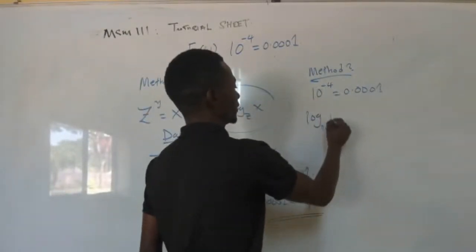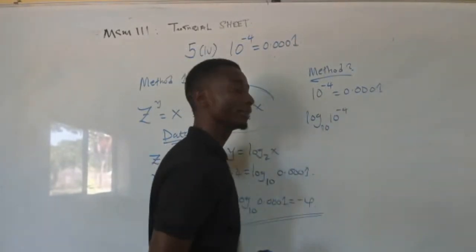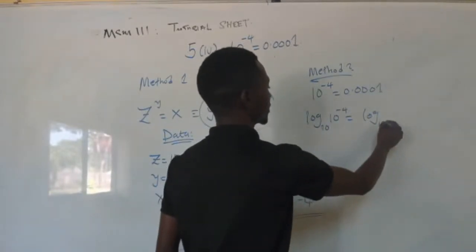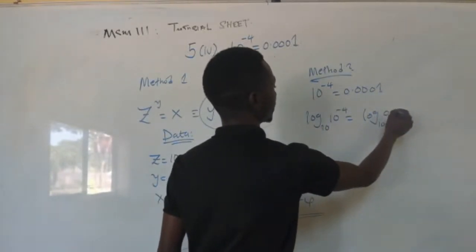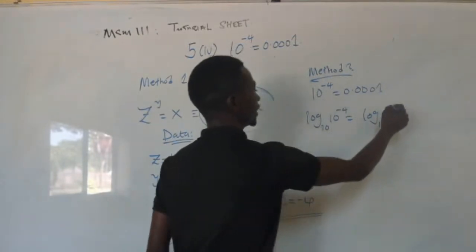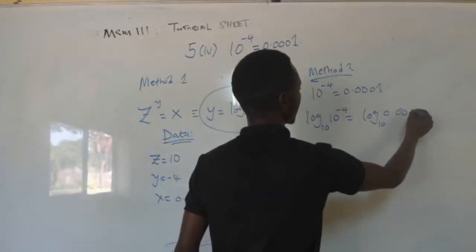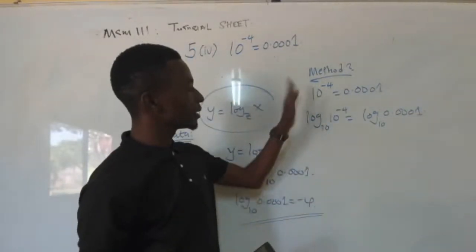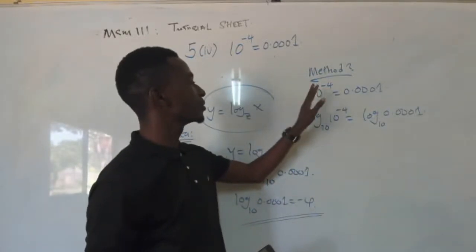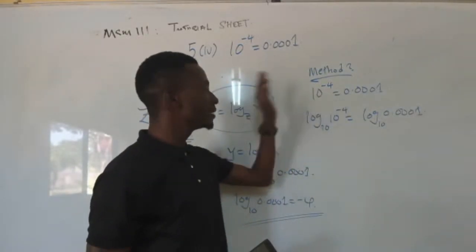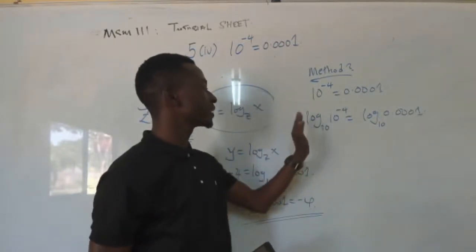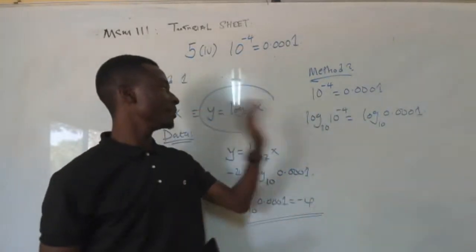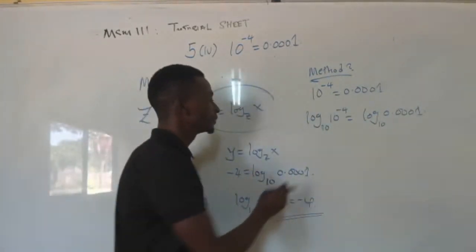Multiplying both sides by log 10, we get log 10 of 10 to the power negative 4 equal to, on the other side, log 10 of 0.0001. What is important here is to identify your base. If your base is 10, multiply both sides by log base 10. If your base is e, multiply both sides by log e. So now let's continue.